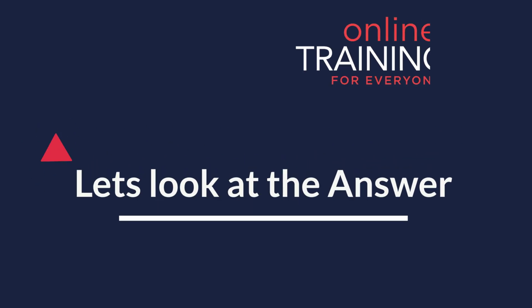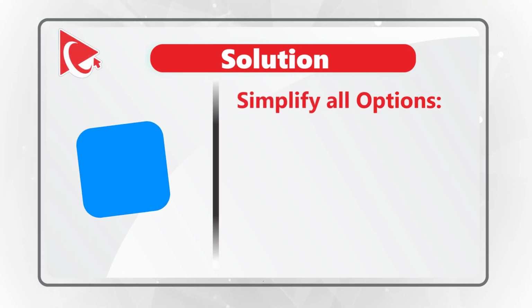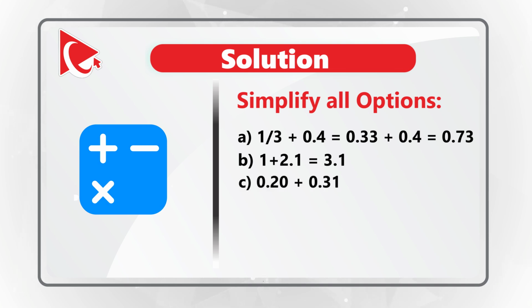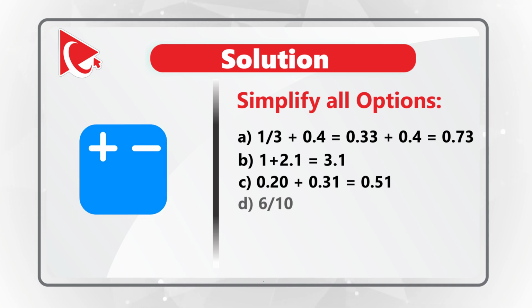The tricky part here is that the question is designed to make you do mental math. To get to the final answer, you need to simplify all the options. For example, option A, 1/3 plus 0.4 equals 0.33 plus 0.4, which is 0.73. Choice B, 1 plus 2.1 equals 3.1. Choice C, 0.20 plus 0.31 equals 0.51. And choice D, 6/10 equals 0.6.